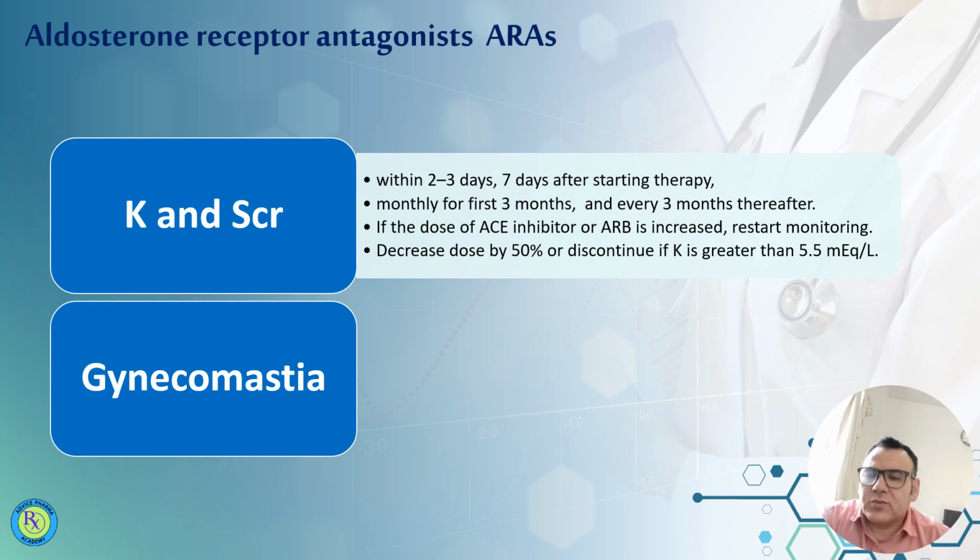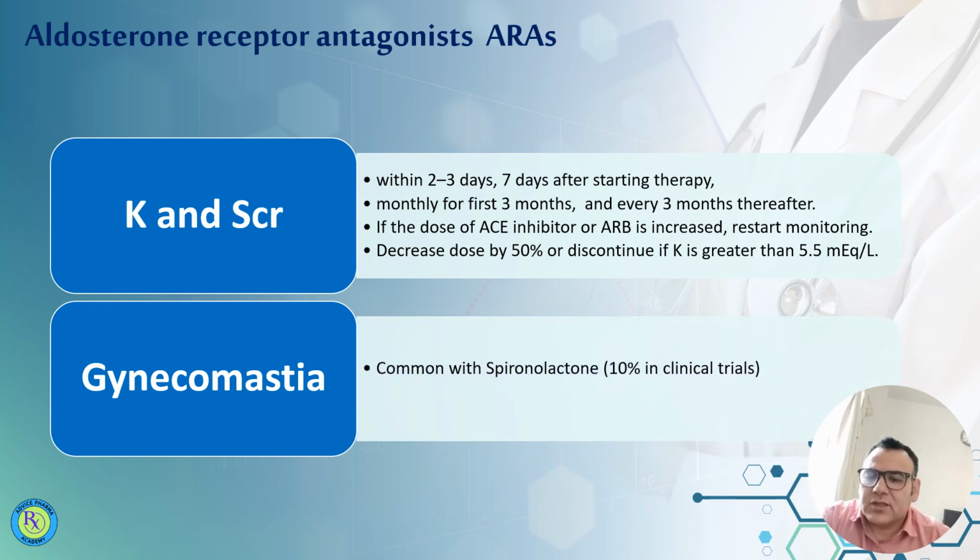Gynecomastia is a very common side effect of aldosterone antagonists, but it is more common with spironolactone, up to 10%. At this stage the best option is to shift the patient to eplerenone, which has no gynecomastia side effect.